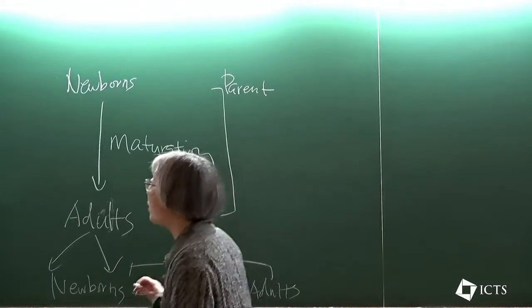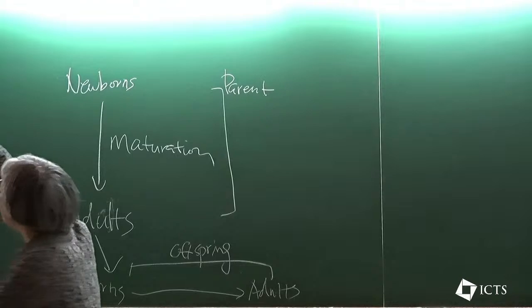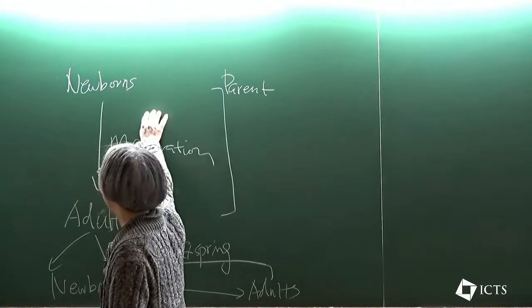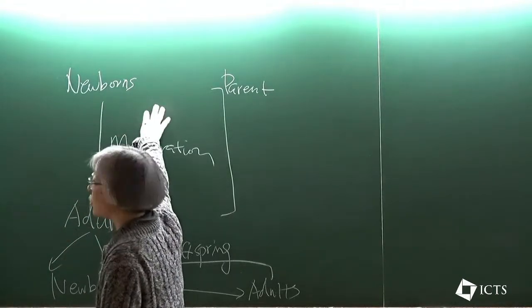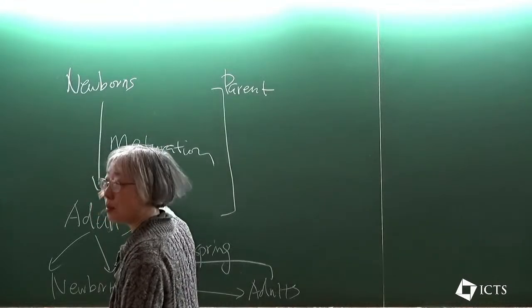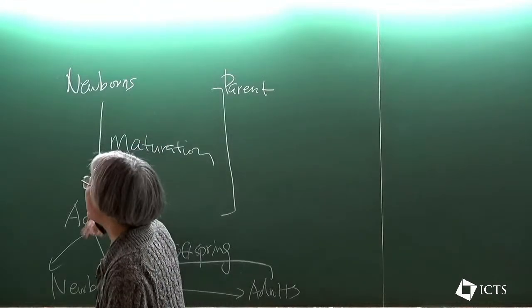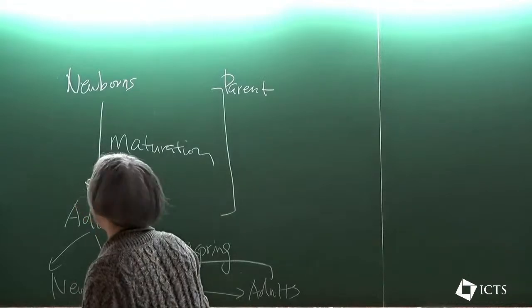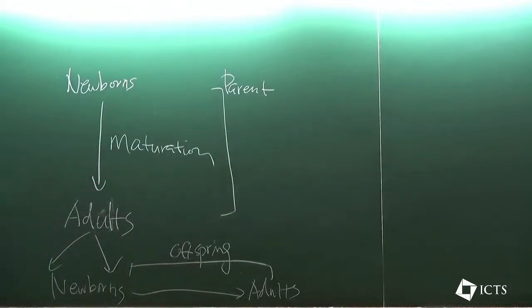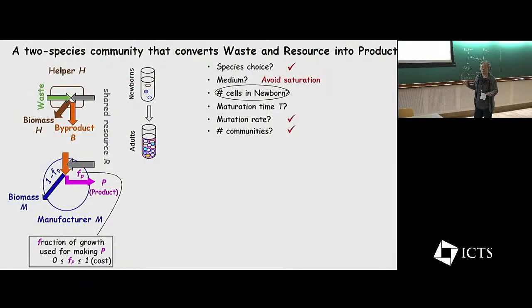Offspring generation. So we realize there are many experimental variables, like the number of communities you choose, how much resource you put in, how long you wait, the mutation rate, how many percent of the adults you choose to reproduce, and species choice. We went through all these. We did discuss the number of cells in newborns. They must be intermediate; they cannot be too low. If they're too low, then you could lose one species. If they're too high, it's a problem of possible cheaters.